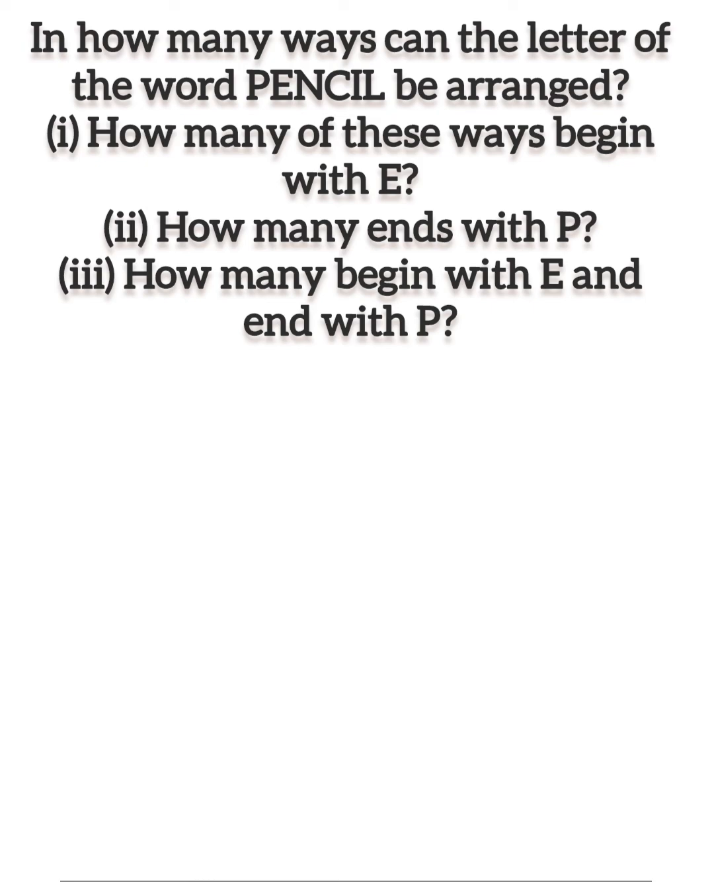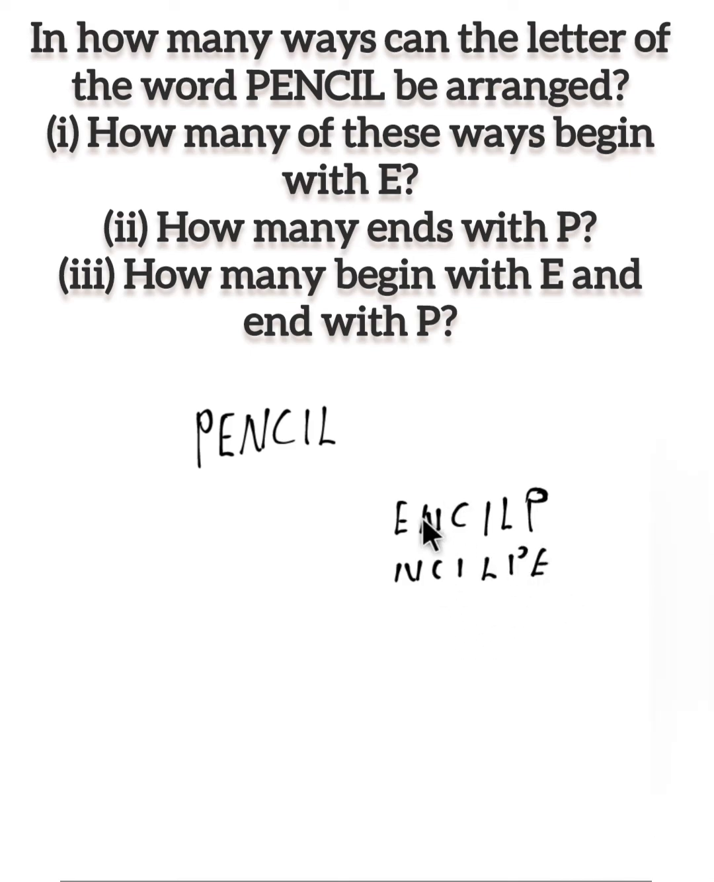The first part of the question is, in how many ways can the word pencil be arranged? There are so many ways we can arrange the alphabets P-E-N-C-I-L. For example, it can be rearranged to E-N-C-I-L-P. It can also be arranged to N-C-I-L-P-E. So the easiest way to solve this problem is to draw 6 boxes because we have 6 alphabets, which are 1, 2, 3, 4, 5, 6. So we have the 6 boxes.